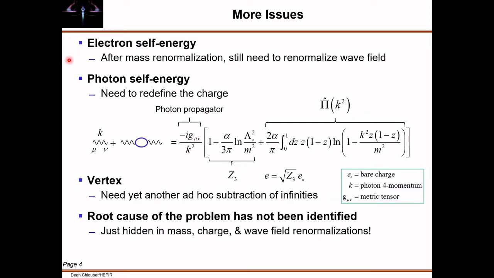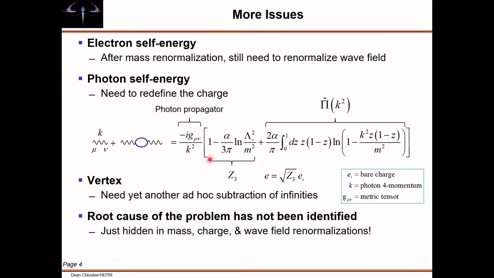After mass renormalization, you still need to renormalize the wave field. That's also known as external line renormalization. And then for the photon self-energy, you need to redefine the charge. Here, in addition to the vacuum polarization, we include a photon propagation function to obtain an expression that's accurate to second order in the electron charge e.